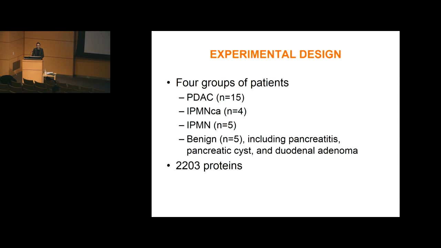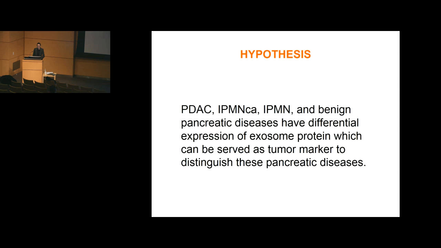So here we have four groups of patients, and because we have various proteins, we have 2,203 proteins in patients in the PDAC group, 15 in the IPMN, two groups, 4 and 5, and benign, including pancreatitis and different other cancer types there. So if you look at the hypothesis again, are these four groups of pancreatic diseases differential in terms of expression of exosome protein, which can serve as a tumor marker to distinguish these pancreatic diseases?